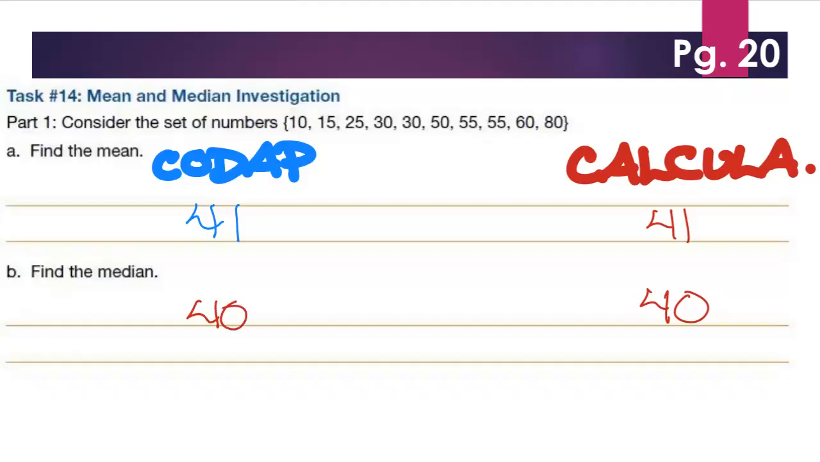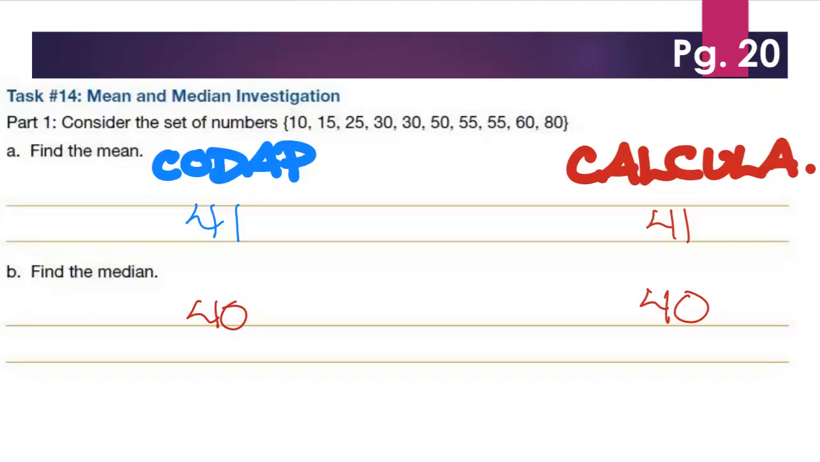40. Okay. And how long, once you had all the information there, did it take you to find the median? Instantaneous almost, right? You click on median and you said show the label. All right. Is it a good thing that we both find the same mean and the same median, whether we're using calculator or CodeApp? Yeah. Absolutely.